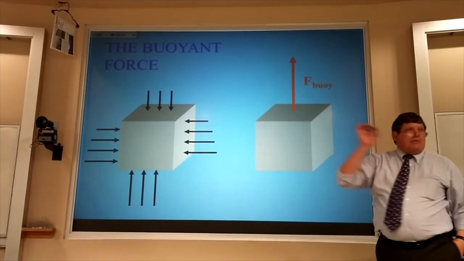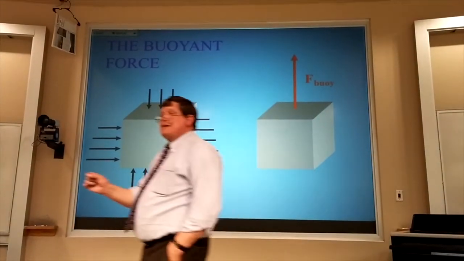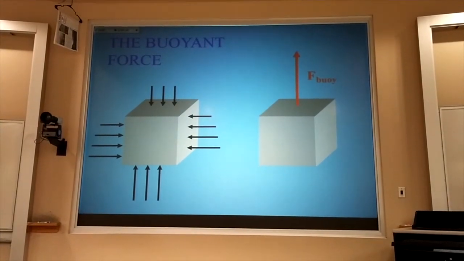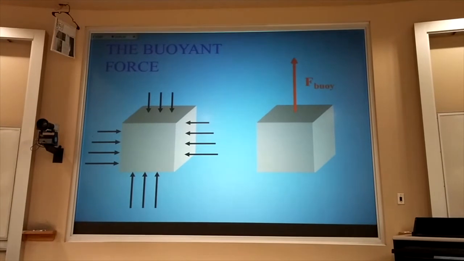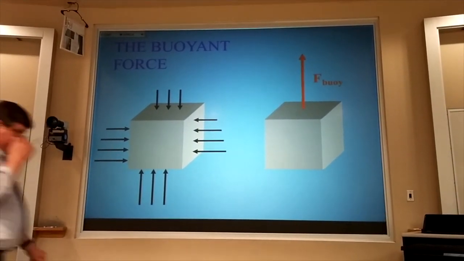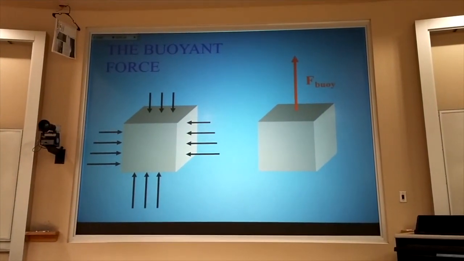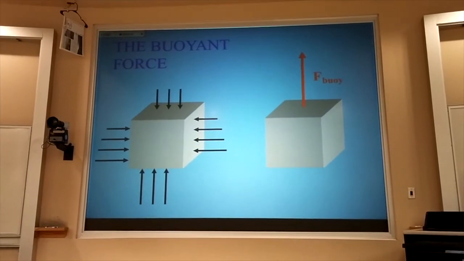Now, you'll notice that I don't put any subscripts on it, by the water, on the block, because the buoyant force is always by the water, on the block. You know, we've already got a subscript buoyant, so I don't bother with the others. Now, here's the big question. How do I figure out how big that buoyant force is?